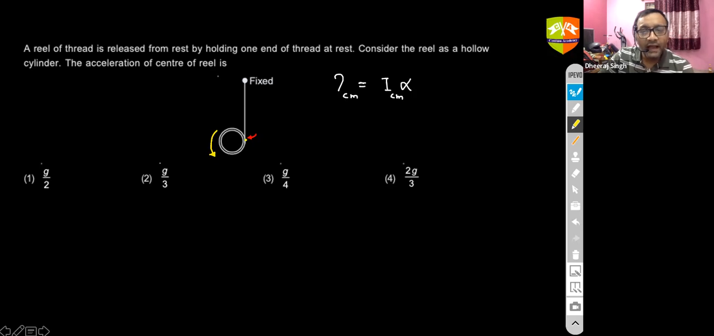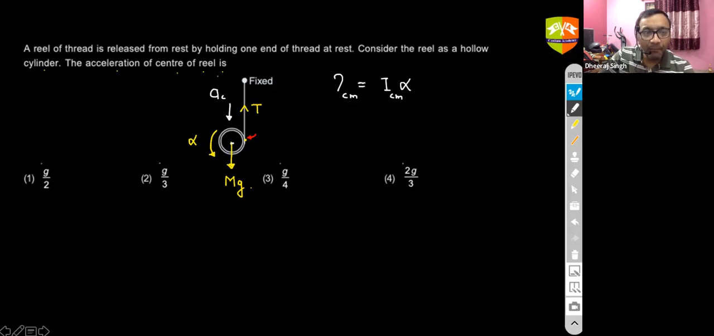Consider the reel as a hollow cylinder. Acceleration of the center of the reel is what they're asking. So let's say this is tension T. Gravity force would be from here, mg. This is alpha. Will the center of mass accelerate or not? The center of mass will accelerate for the cylinder, right? It will have an acceleration of center of mass, ac.